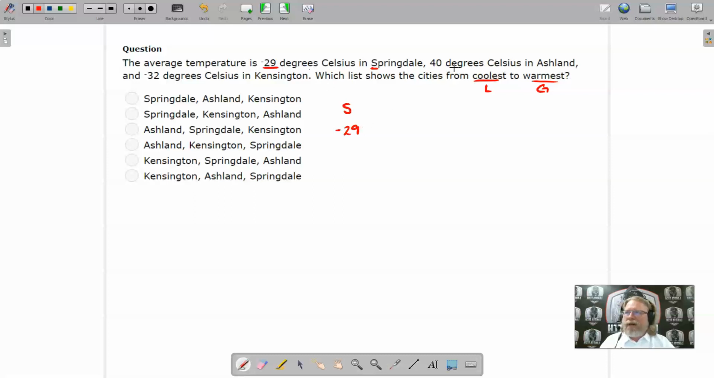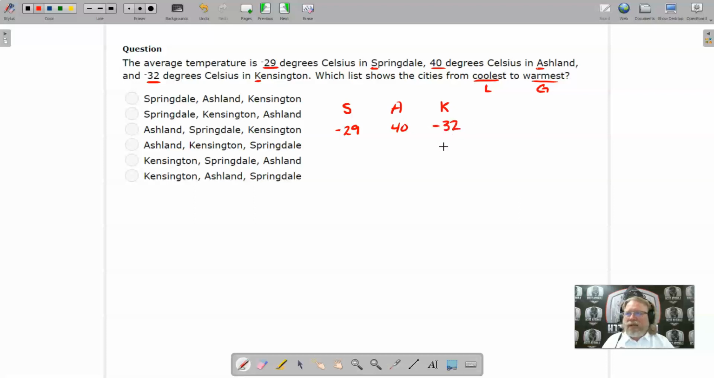Next part, 40 degrees Celsius in Ashland. Ashland starts with an A, so let's make the A have a value of 40. And then finally, negative 32 degrees Celsius in Kensington. So the negative 32 matches up with Kensington, which starts with a K. So we'll represent Kensington with the letter K, and we'll associate the value negative 32.